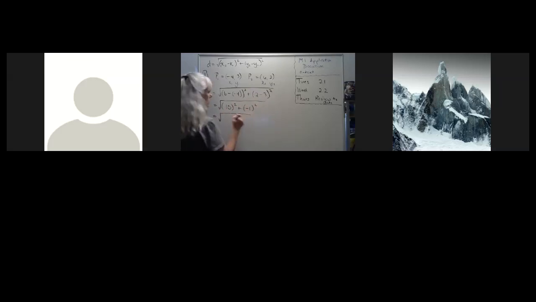Now we'll do the squaring. So 10 squared is 100, and -1 squared is 1. And then we'll add them together and get the square root of 101. And that's the physical distance between those two. Now, if that can be simplified as a radical, you need to simplify it. However, 101 is a prime number. It can't be simplified. So this is the exact answer.